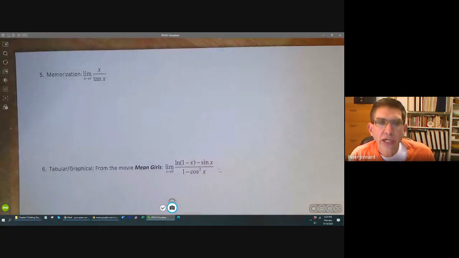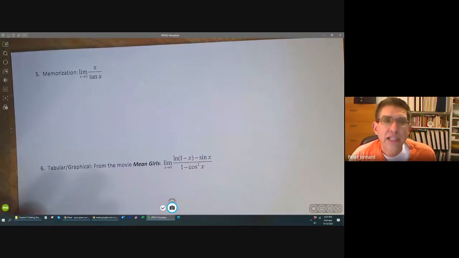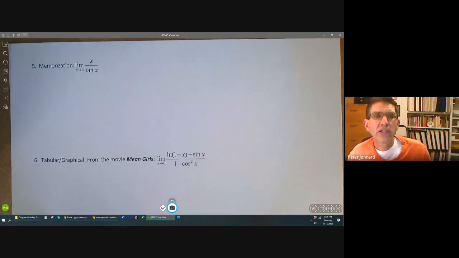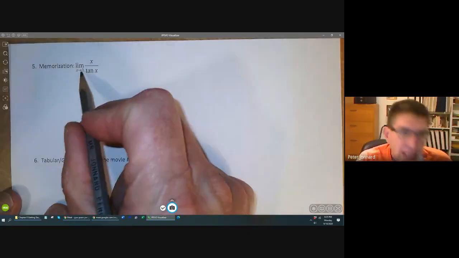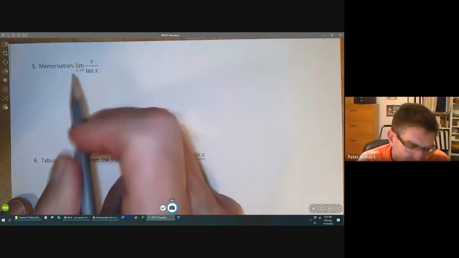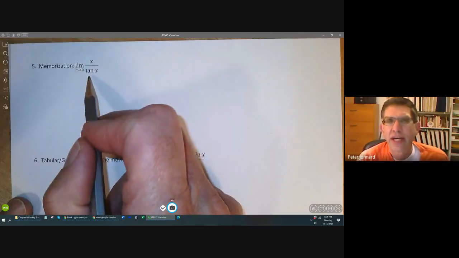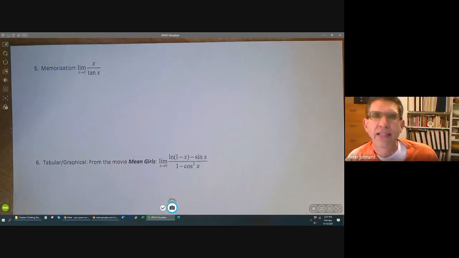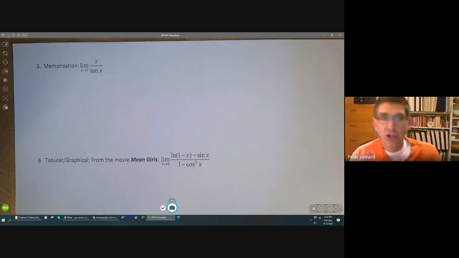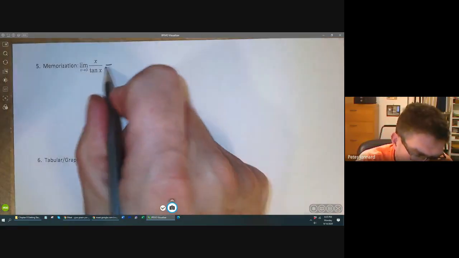Okay, you guys. So we're going to continue talking about limits here. There are some forms that I believe you should just have memorized. As x gets very close to 0, x and the tangent of x basically approach 0 at the same rate as you get very close to 0. And so this is just equal to 1.